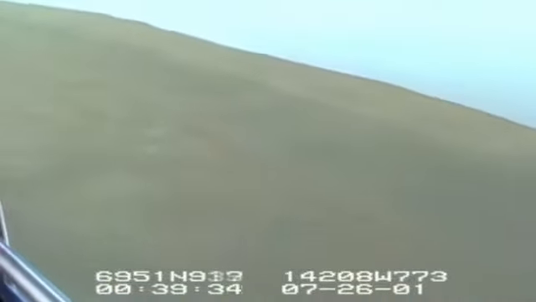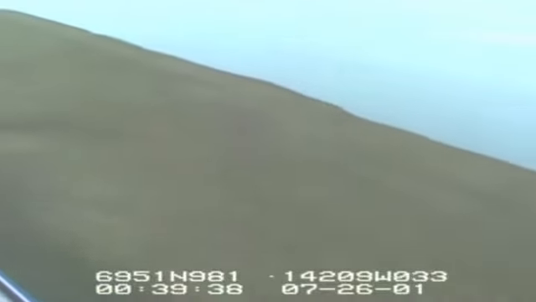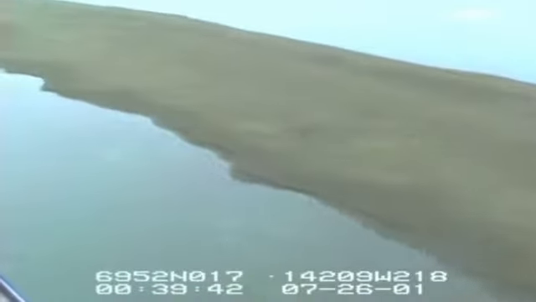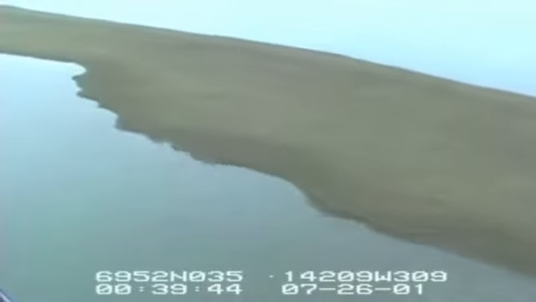Move a little bit more off to your left, please. Doug's trying to get double pay by doing both shorelines at the same time here. Exactly.